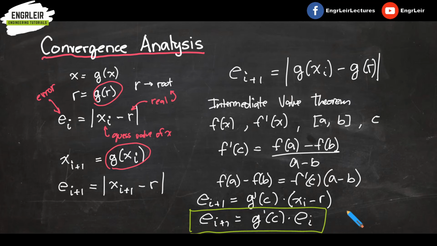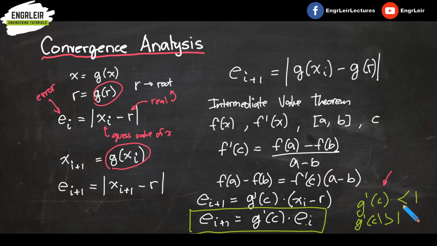Pwede nating i-conclude ganito. So, may error ako. Gusto ko, sa next iteration, of course, mas malaki ba o mas maliit yung error? Gusto ko lumiit yung error. So paano liliit yung next na error? Mangyayari yon kapag itong derivative na yan is less than 1, para kung anumang error na to, mata-times siya sa a number less than 1. So the next error will be smaller. Kasi kapag yung derivative ko is greater than 1, let's say 2, kung ano man yung error nung previous, pag tinimes mo ng 2, lalaki siya ng lalaki. So ito ang magiging criteria natin.